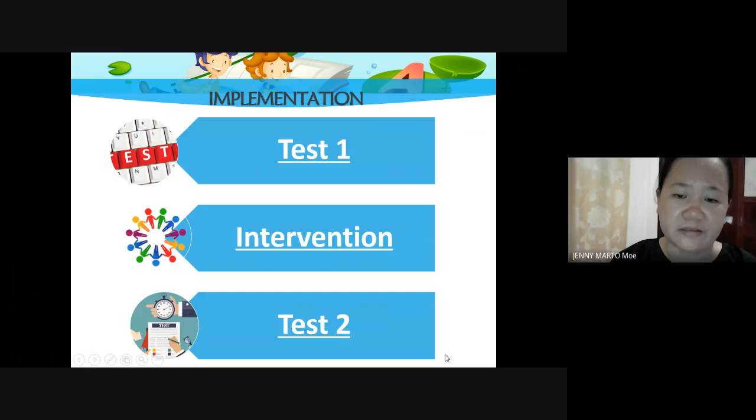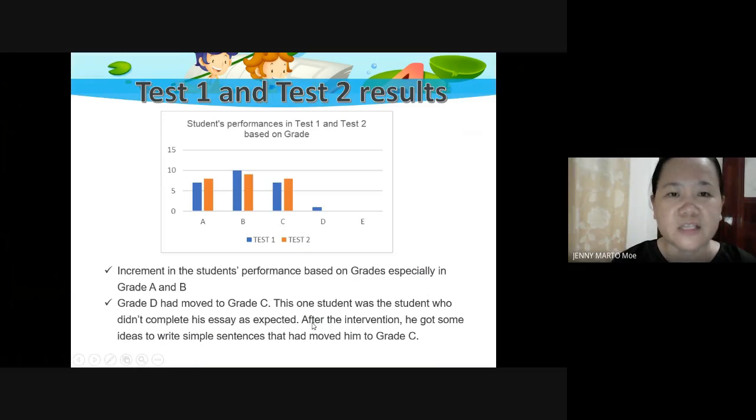Next, test 2. In this part, I have to show the difference between test 1 and test 2 results to see the increment. You can see here, test 1 is in blue and test 2 is in orange.